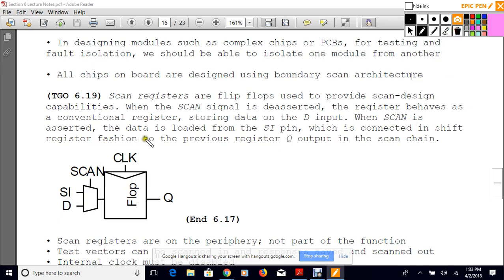When scan is asserted, the data is loaded from the SI pin, which is connected in shift register fashion to the previous Q register in the scan chain. So what I'm doing is, through the boundary scan, I have a specific set of data that I want to run when I do the test.